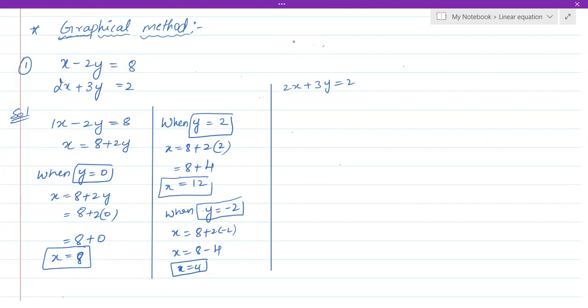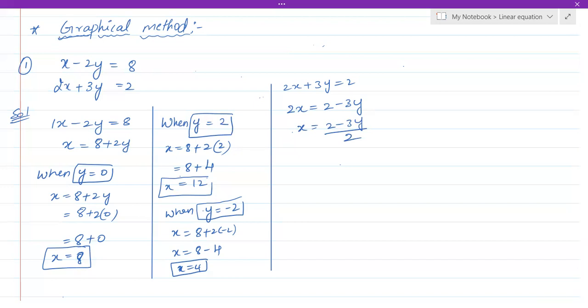So in this case, let's solve for x itself, like what we did in the substitution method, the same type. 2x is equal to 2. We don't need the plus 3y, so send it the other side. So it will become minus 3y. And we also don't need the 2, transpose it. So it will become 2 minus 3y divided by 2. Okay. So we have solved for x.